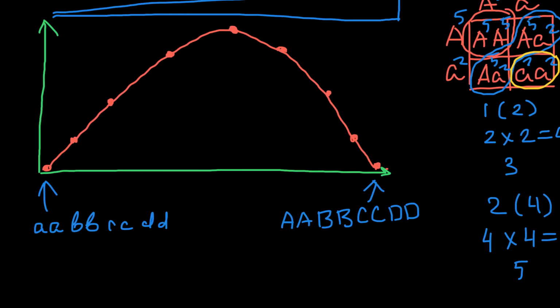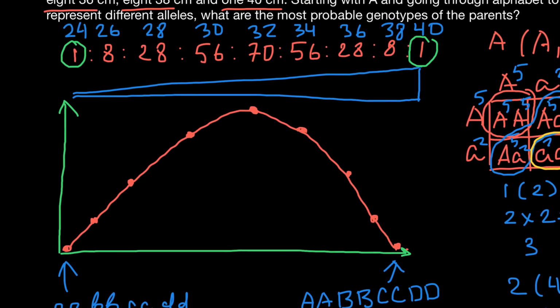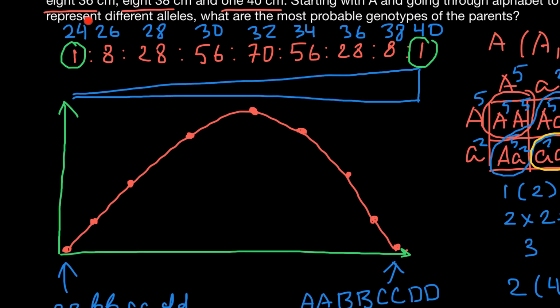Now, we know that, for example, the smallest plant is 24 centimeters tall, and we have only one such plant. If we combine all these numbers, believe me, we are going to get 256. So this is 1 out of 256. This is 1 out of 256. So it ideally shows what we already predicted, that with 4 genes, 8 alleles, our extreme phenotypes would be 1 out of 256.